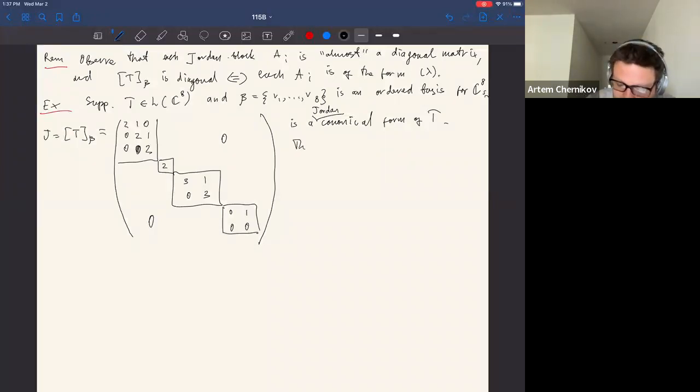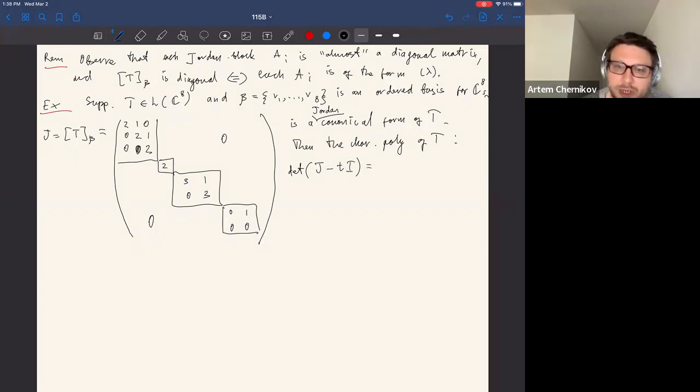Then the characteristic polynomial of T can be calculated quickly from this matrix. By definition, the characteristic polynomial is given by the determinant of the matrix J representing T, minus the variable t times the identity matrix I.